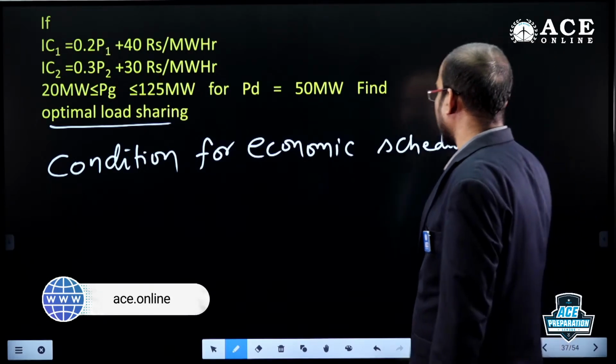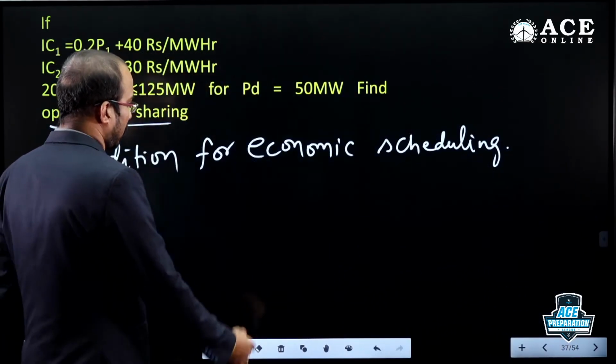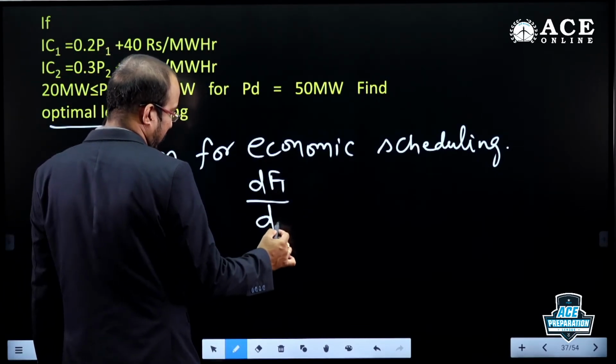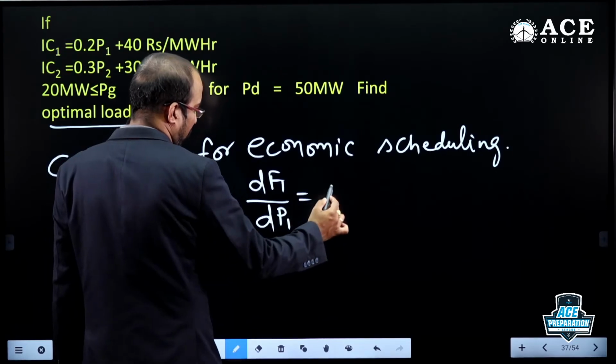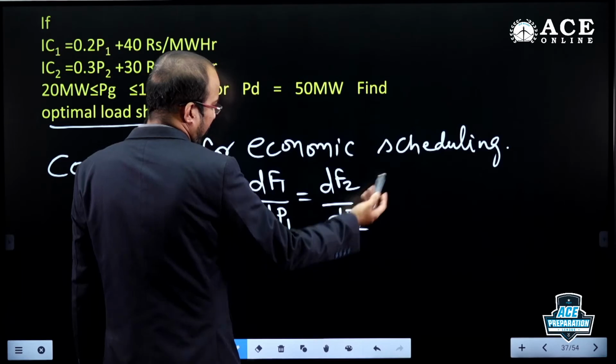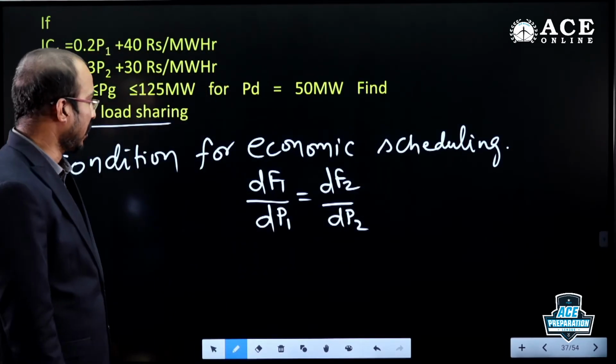How do you economically schedule the plants? This is one of the important areas. The incremental fuel cost of the two plants must be the same. df1 by dp1 must be equal to df2 by dp2. For n plants, all the incremental fuel costs must be the same.